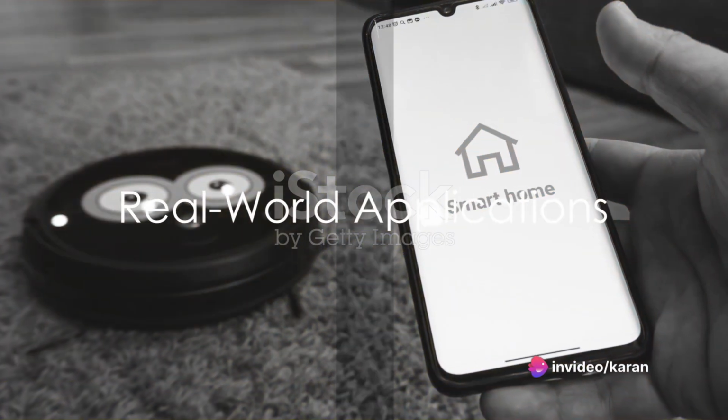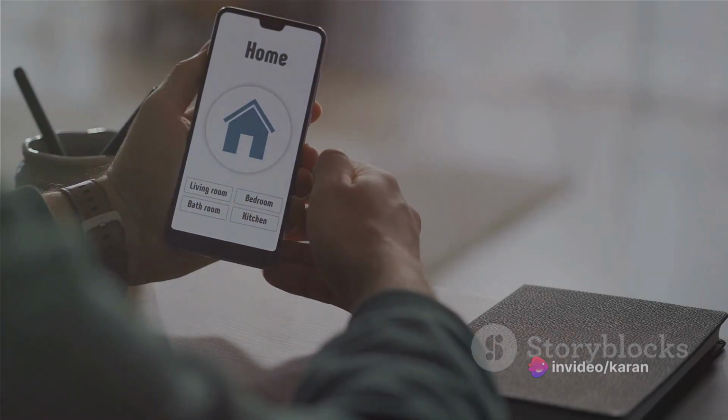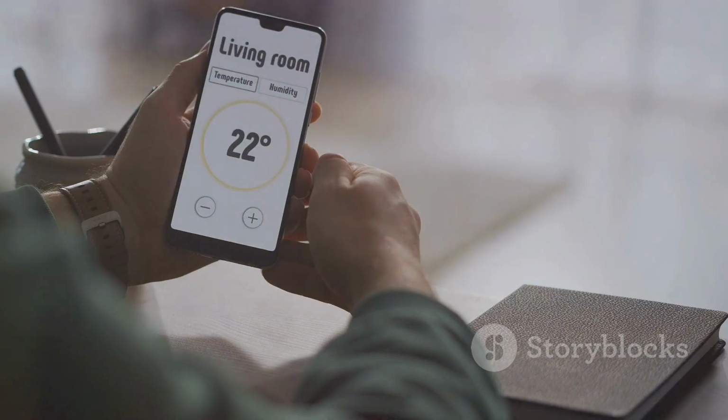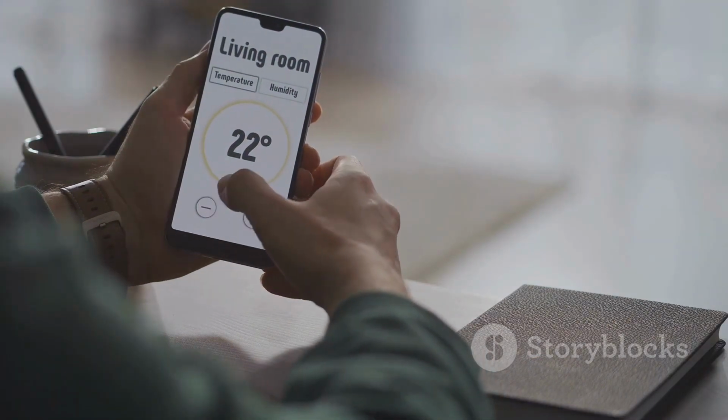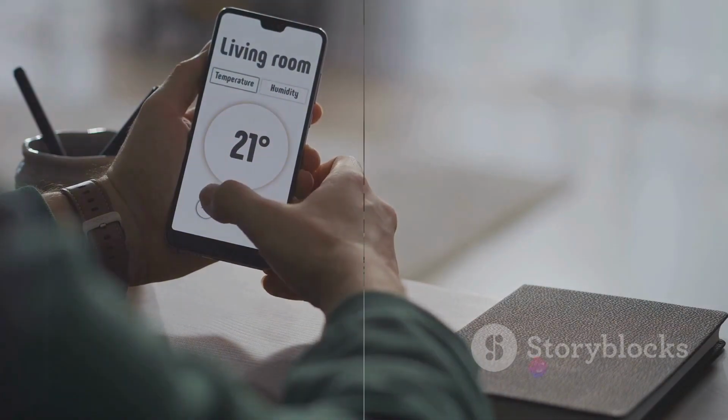Finally, we observe the practical applications of electrical engineering. It's in your smartphone, lighting up your world, and powering up the grid that brings electricity to your home.